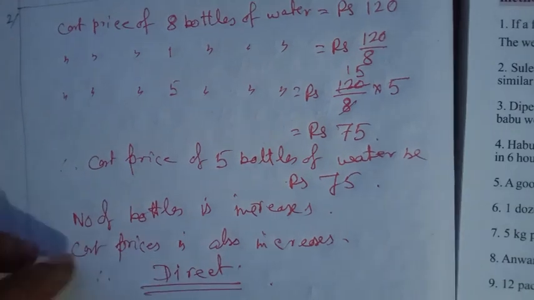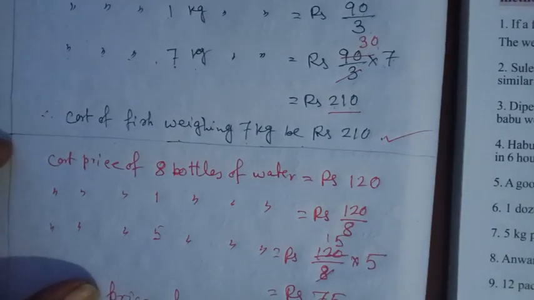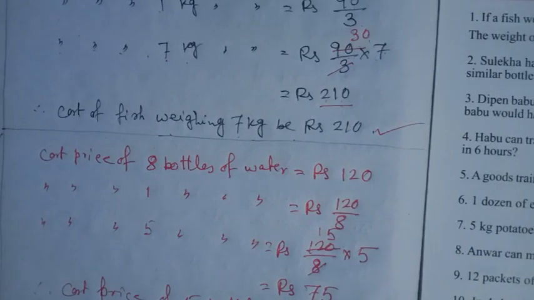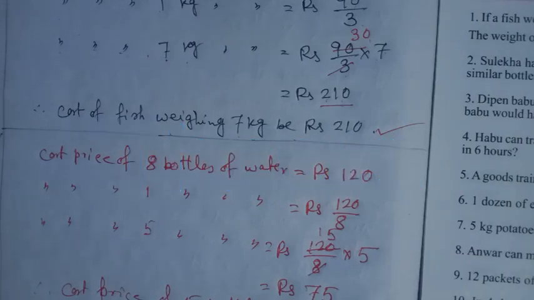Okay. So what is unitary method? The word unitary came from unit. Unit means 1. From the word unity, the word unitary came. Unitary method means from unity. So we have to find out the cost price of one thing. First we find the cost price of one thing, then other. Okay, that's all. Thank you.